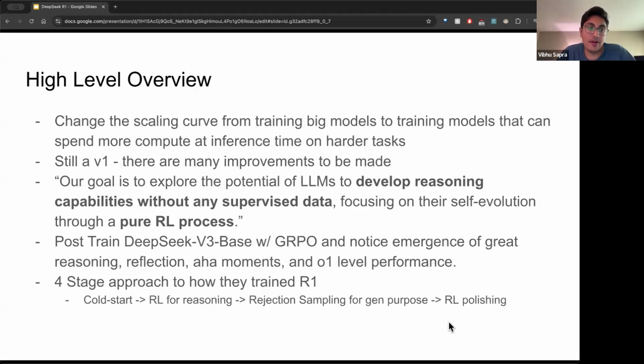One of the quotes from their paper, their goal: "our goal is to explore the potential of LLMs to develop reasoning capabilities without any supervised data, focusing on their evolution through a pure RL process." So TLDR, what they really found out is just throw RL at the problem and you can get a really, really good model. People kind of set aside RL for a while, but it turns out you can just throw RL at the problem and it's pretty good. But this is a kind of interesting note, right?